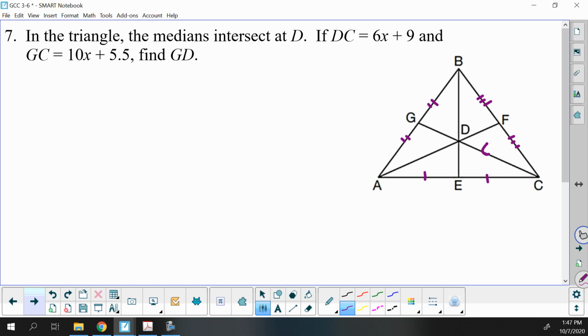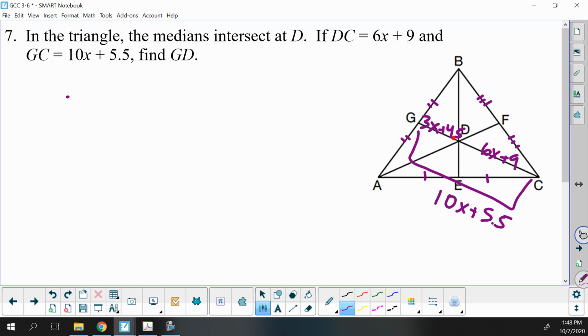They tell us that DC is 6x plus 9. We've got that GC, the entire thing, is 10x plus 5.5. And we want to find GD. Well, if DC is double the small part, going in reverse, that means the small part should be half the big part. So we can take the 6x plus 9 and take half of it. Half of 6x is 3x. Half of 9 is 4.5. And now we've got an expression to represent GD.